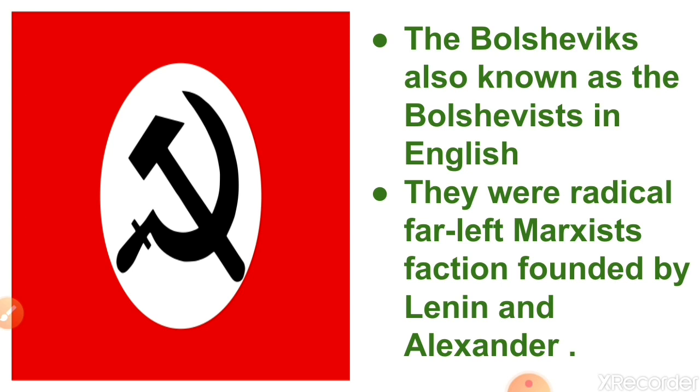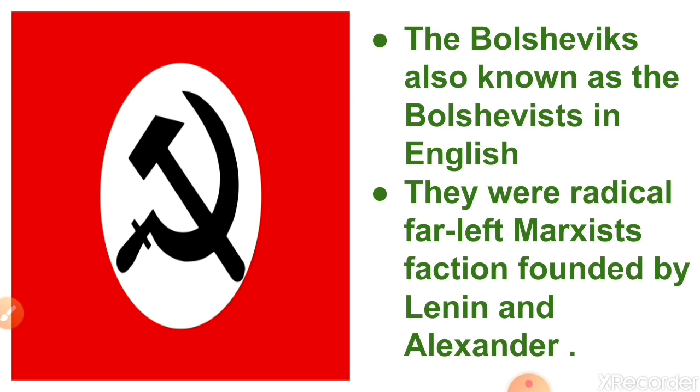Now, what is a faction? Faction means a group of individuals within a larger entity such as a political party or a trade union, united by a particular common factor. Bolshevik means majority in Russian. Now, a Bolshevik was a member of the Russian Social Democratic Labour Party, which, as I told you, was a Marxist political party. They were led by Lenin.